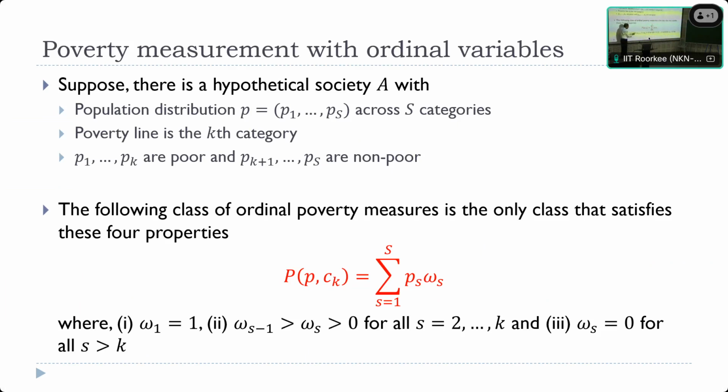So suppose you have 3 categories reflecting deprivation. Most poor, slightly less poor, slightly less poor. Right? You have 3 different categories reflecting deprivation. Agreed? So the poorest category gets a weight of 1. Then the second poorest category gets a slightly lower weight. The third poorest category gets a slightly lower weight. And then the non-poor get no weight at all. So that is one part of our discussion.